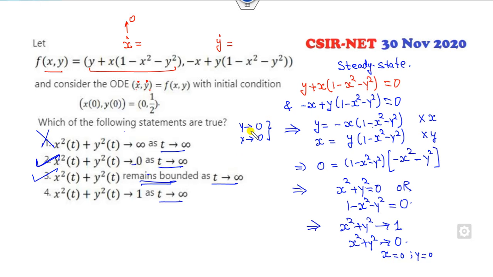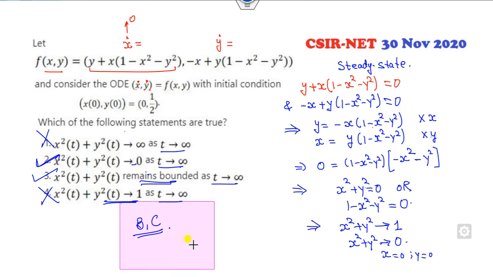It means y will go to 0, x will go to 0. So this function will not happen. It's a bounded function, but it will go only to 0. So the right options are B and C, my correct options. Or moreover, if you look at this case in this manner, if I divide them, it will be y over x, it is minus x over y.